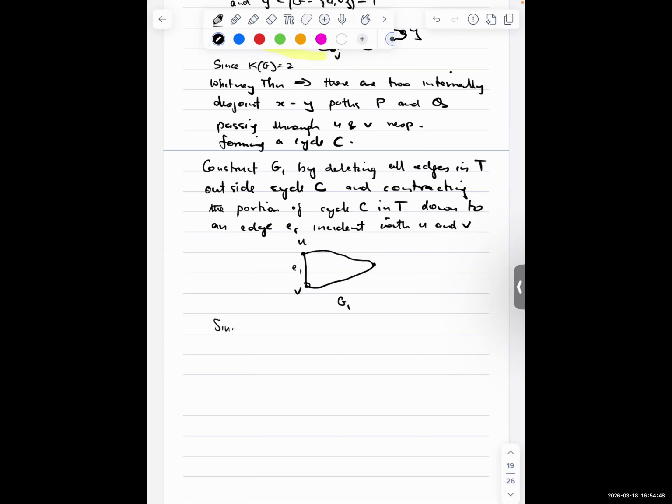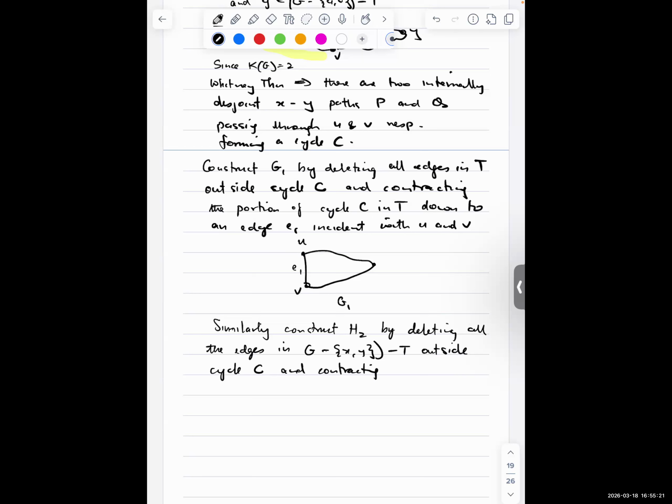Then similarly, construct H2 by deleting all the edges in G minus XY minus T outside cycle C, and I'll just say contracting the portion of cycle C in G minus XY minus T down to an edge E2 incident with U and V.